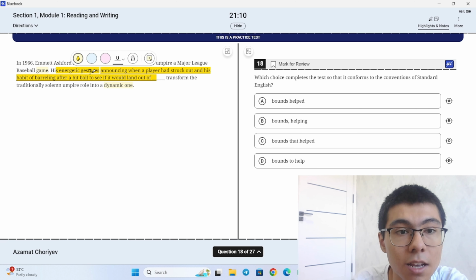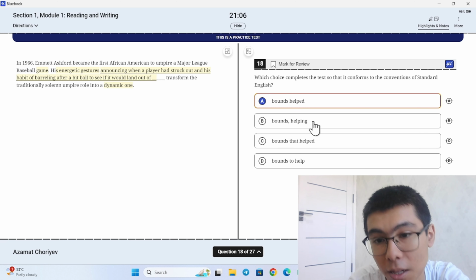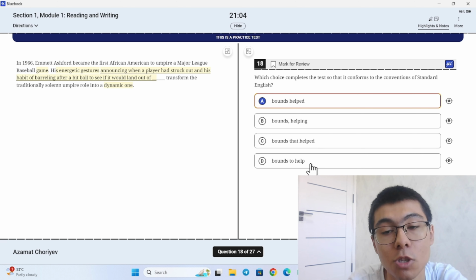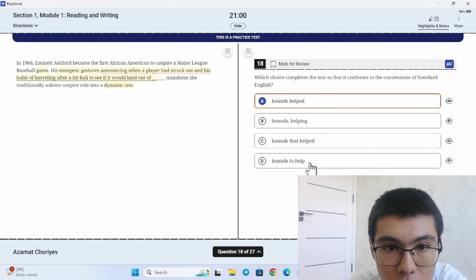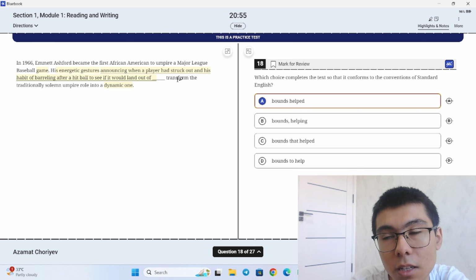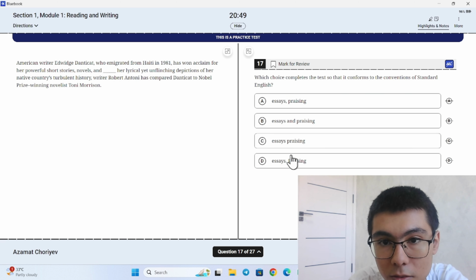Her energetic gestures help it, right? It's not gonna be helping. It's not gonna be that helps. It's not gonna be to help, because we want to have the independent clause. All the other choices will make a dependent clause.